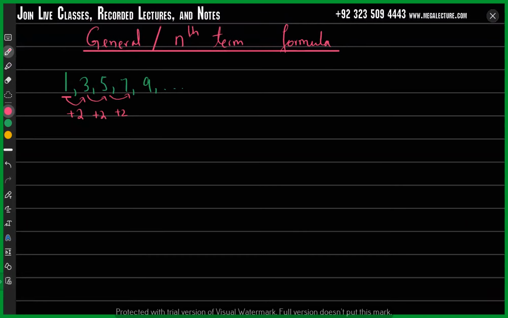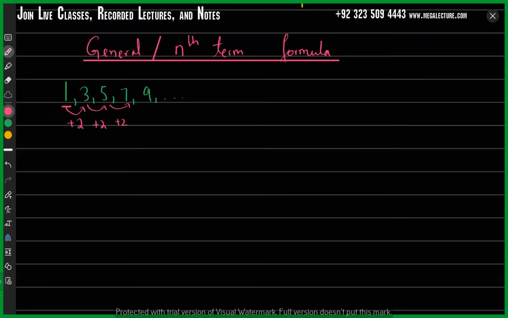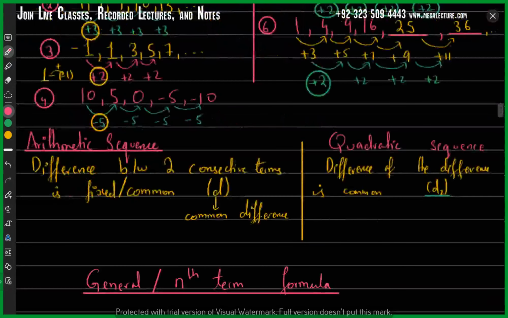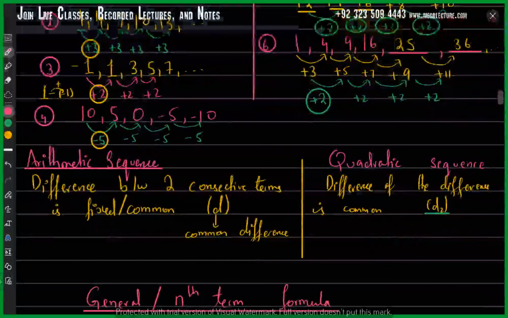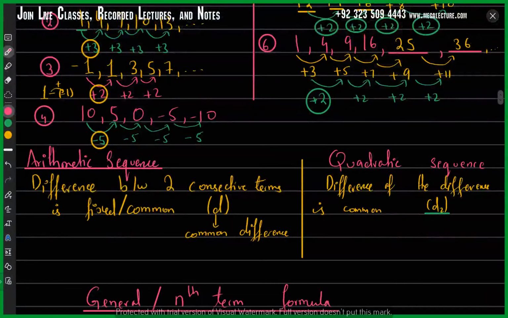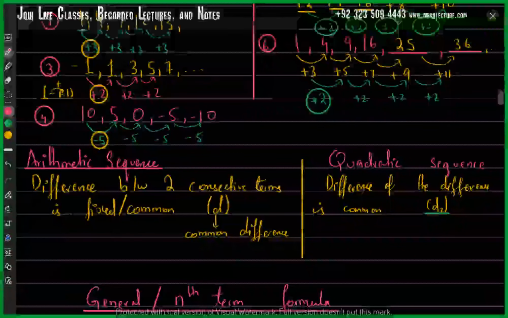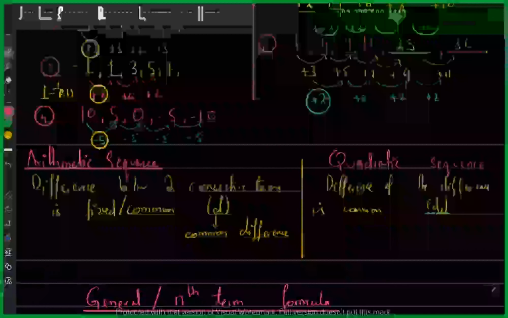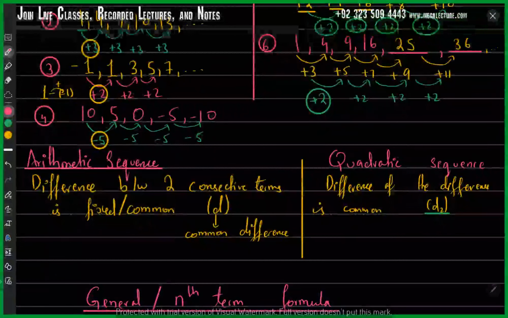Now, let's go back to the definition. Difference between two consecutive terms is fixed. That was basically an arithmetic sequence. So what is happening? In 1, 3, the difference is of 2. In 3, 5, the difference is of 2. Then 5, 7, the difference is of 2. And again in 7, 9, the difference is of 2. So the difference is fixed. When the difference is fixed, that basically means it is an arithmetic sequence.